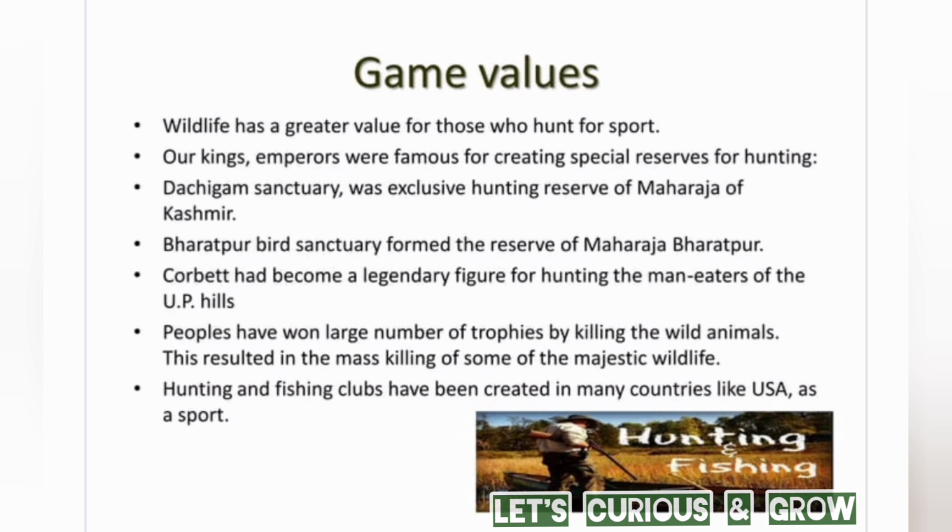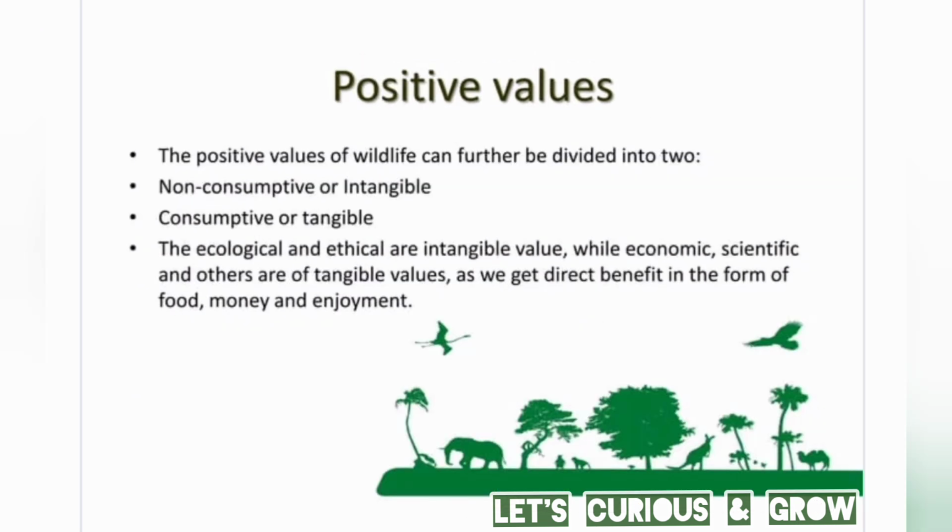Next, we are talking about the game values. The wildlife has greater value for those who hunt for sport. For example, our kings and emperors were famous for creating special reserves for hunting. Dachigam Sanctuary was the exclusive hunting reserve of the Maharaja of Kashmir. The Bharatpur bird sanctuary formed the reserve of the Maharaja of Bharatpur. Corbett had become a legendary figure for hunting the man-eaters of the UP hills. People have won large numbers of these particular trophies.